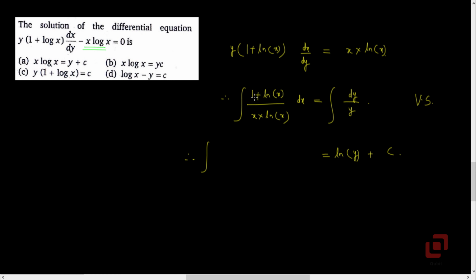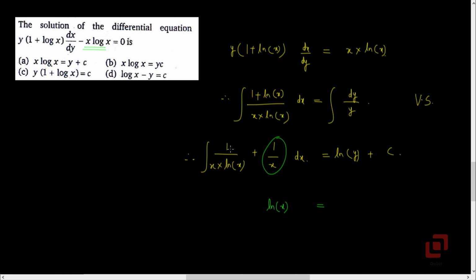First of all, let us split the numerator, which will give us two terms. The first term would be 1 upon x into log of x, and the second term would simply be 1 upon x, as log of x and log of x will get cancelled. Integral of 1 upon x will be log of x.